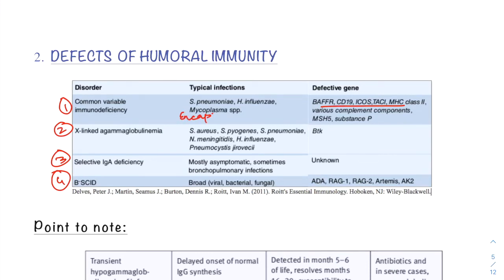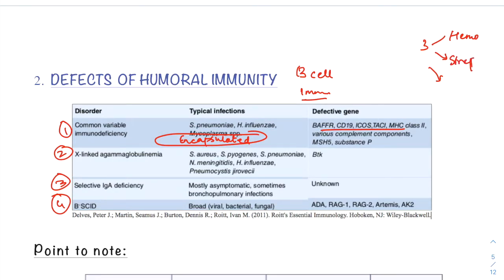As I've already told you, patients with B cell disorders or immunoglobulin disorders have a tendency of infections with encapsulated bacteria, and the encapsulated bacteria are of three types. One is Haemophilus influenzae, second is Streptococcus species, and the third is the pneumococcus, that is Streptococcus pneumoniae. These are usually common in common variable immunodeficiency, in which one or more of the immunoglobulin types can be deficient.